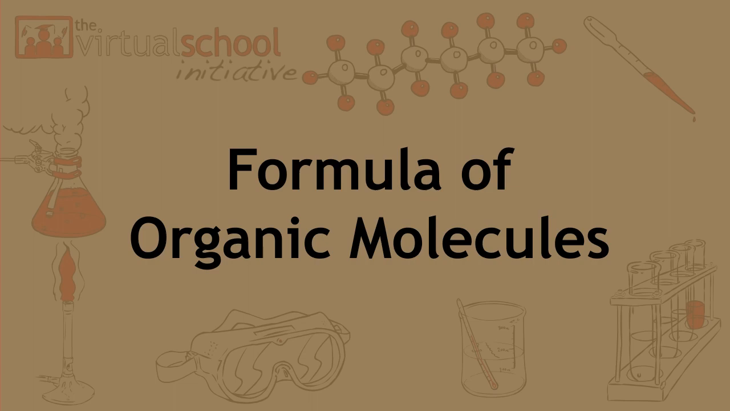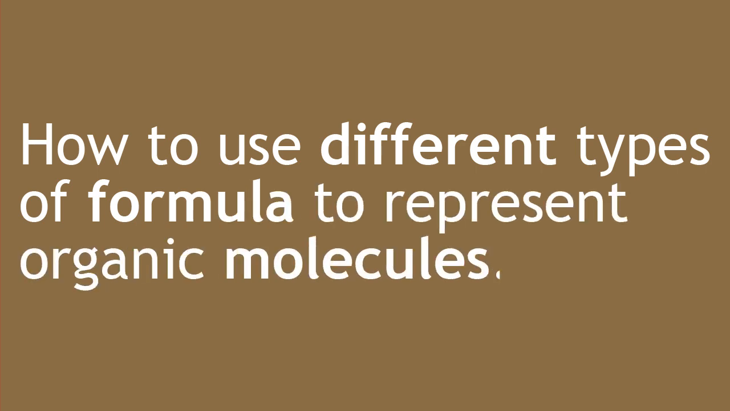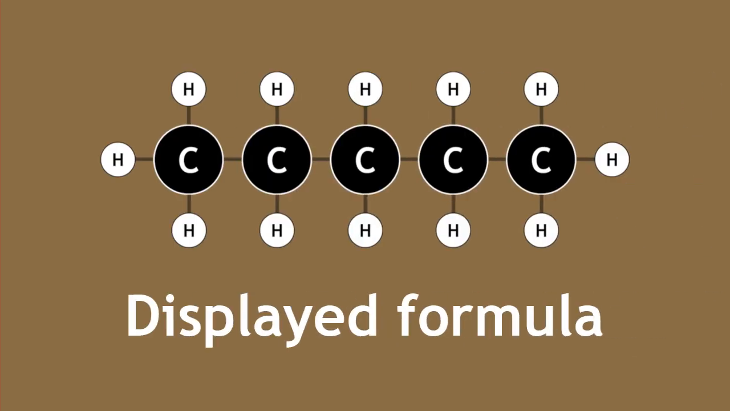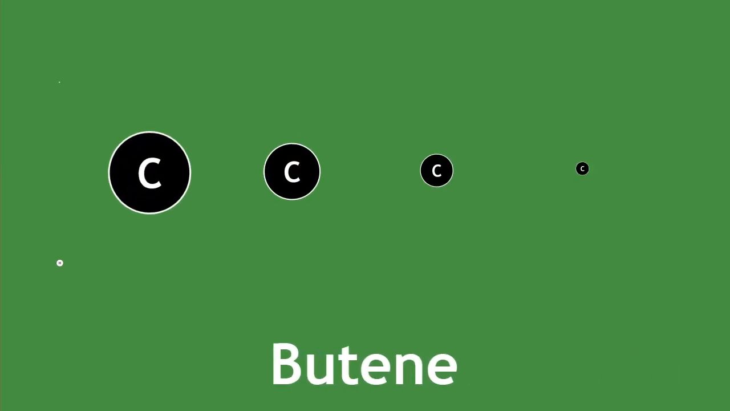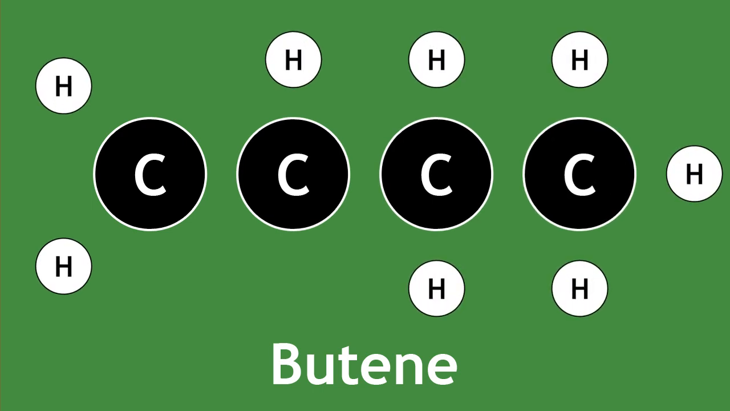In this video, you will learn how to use different types of formula to represent organic molecules. The formula used most frequently in our videos has been the displayed formula. This is because displayed formula provides the clearest visual structure of an organic molecule. Here is the molecule butene, shown in displayed formula. It shows all the atoms in the correct order with lines to represent all single and double covalent bonds.